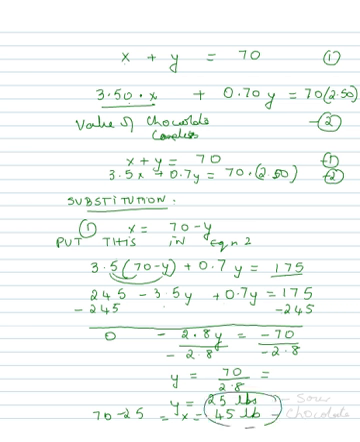So that's your answer. You get 45 pounds of chocolate and 25 pounds of sour candy, and you can make a happy mixture of 70 pounds, which will sell for $2.50.